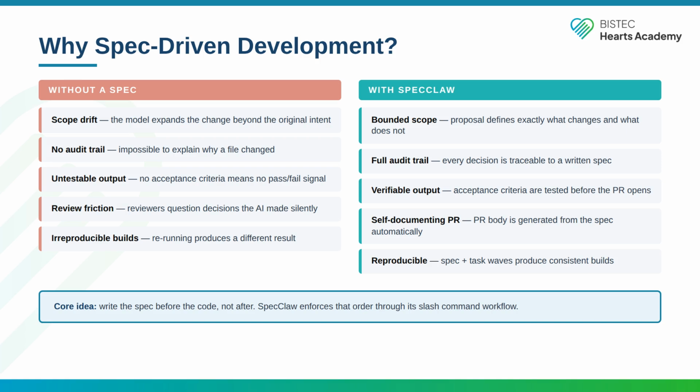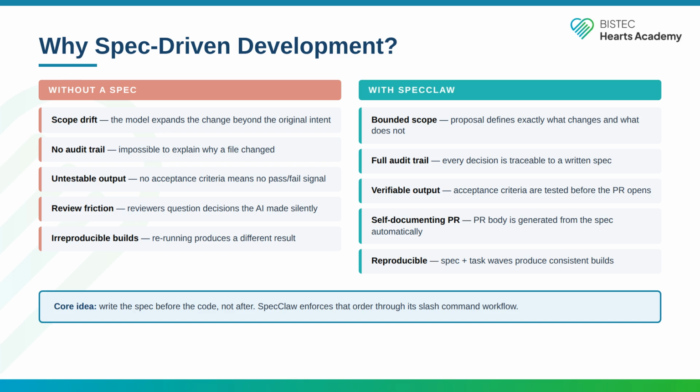When you use an AI assistant to write code without a spec, several problems appear predictably. The model expands the change beyond your original intent, scope drift. There is no audit trail, so it becomes impossible to explain why a specific file changed. Without acceptance criteria, there is no pass or fail signal. The output is untestable. Reviewers question decisions the AI made silently, creating friction, and rerunning the same prompt produces a different result, making the build irreproducible.